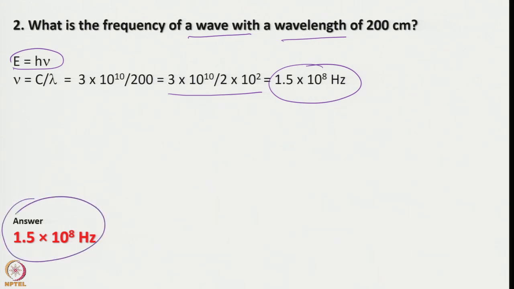Very, very simple here. Once we know the equation, we can calculate wavelength if the frequency is given, or if wavelength is given, frequency can be calculated, or we can also calculate the energy corresponding to that frequency of electromagnetic radiation.